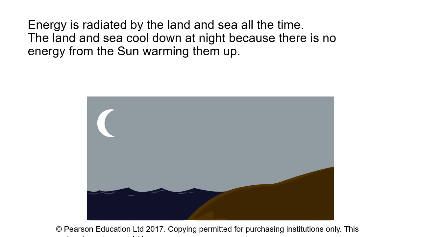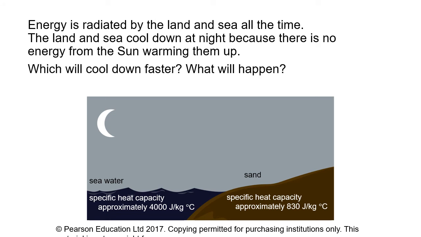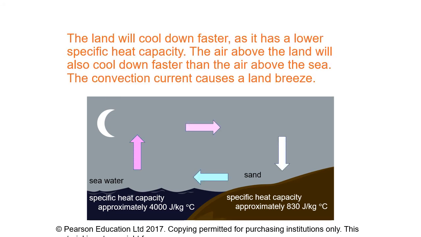Energy is radiated by the land and sea all the time. The land and sea cool down at night because there's no energy from the sun warming them up. So they both warm up during the day, but the land warms up more quickly. They cool down during the night, and again the land cools down more quickly because of its lower specific heat capacity. So the reverse situation happens at night. The land cools down faster, the air above the land will also cool down faster, and we get a convection current but going in the opposite direction, from the land to the sea.